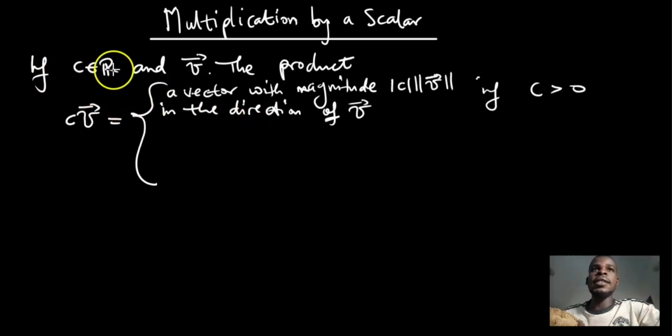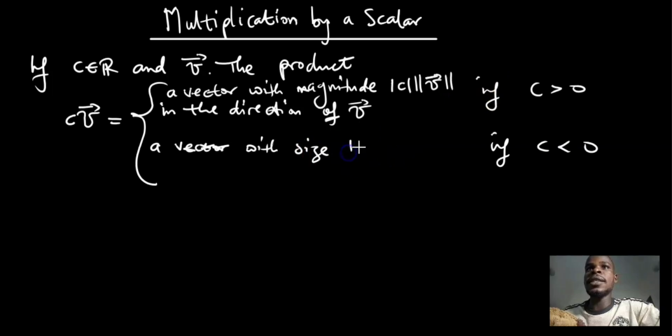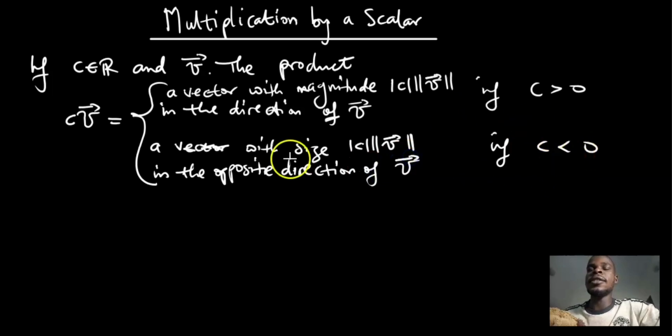So let's start again. If c is a scalar and v is a vector, then this product c times v, that's this multiplication of a vector by a scalar, is a vector with magnitude that is size as this in the direction of v if the scalar c is greater than 0. But what if the scalar is less than 0? What happens? Well, in this case, we say the result will be a vector with the same size, because we are multiplying it by the same scalar. Okay, but in this case, it will have the opposite direction, in the opposite direction of vector v. So the case where c is less than 0, this will point in the opposite direction.